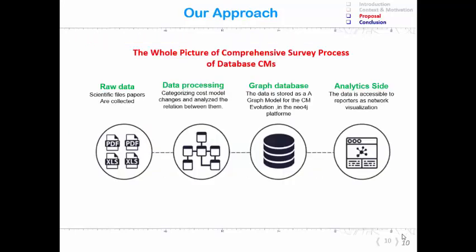To solve the problem, we have proposed an approach of four sequential phases. First, raw data: scientific papers are collected. Second, data processing: categorizing cost model changes and analyzing the relations between them. Then graph database: the data is stored as a graph model of the cost model evolution. And on the analytics side, the data is accessible to reporters as a network visualization.